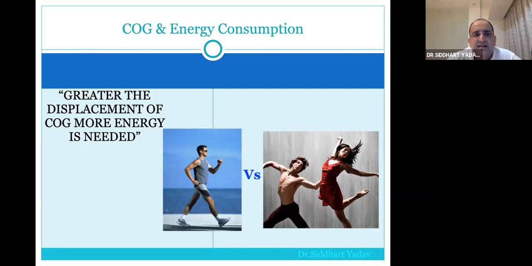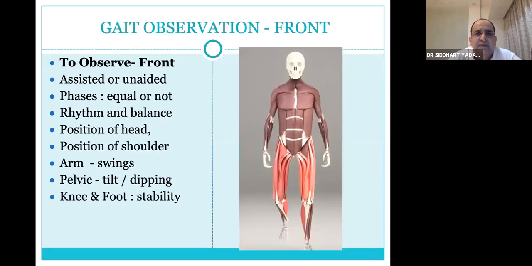So the greater the displacement of center of gravity, the more energy is required. Ideal gait is with minimal displacement of center of gravity, to give you the best or maximum mileage. This is also important for all the runners, all the marathon runners. What is their style of running? What is their style of walking? That's how they can run for long.